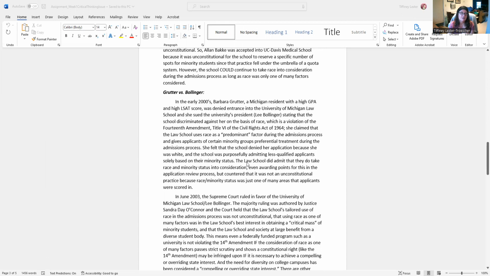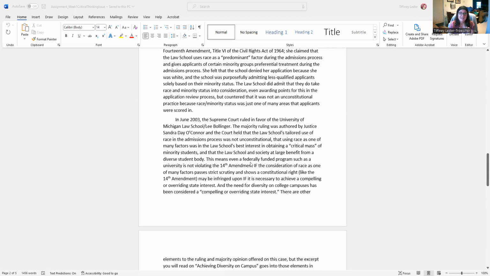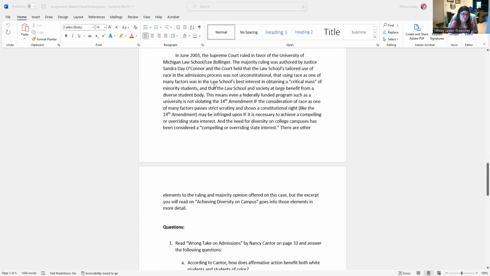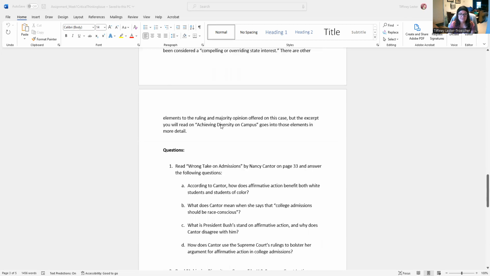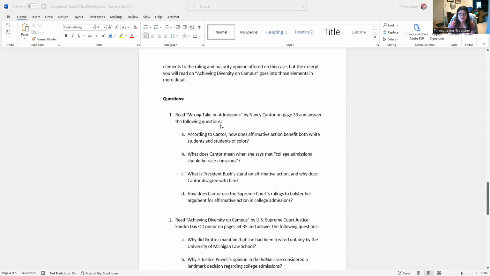Then I wanted to give you a little bit of background information on this one, Grutter versus Bollinger, because both articles also mention this case. So having a little more information about both of those court cases can help you understand the two articles you're actually going to read. Okay? And feel free to do more research on both of those if you feel like it. Pretty interesting stuff.